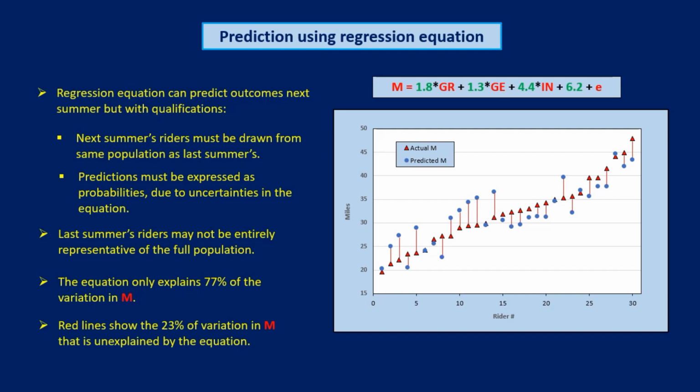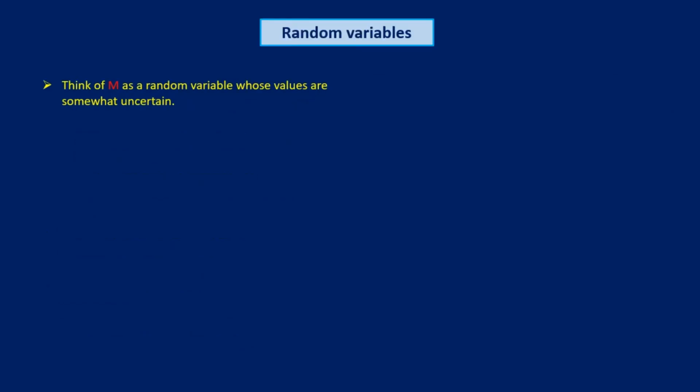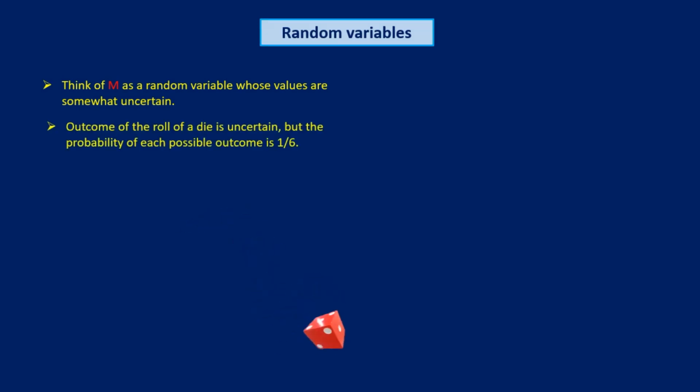Now, despite these uncertainties, the regression equation provides a workable model for predicting the probability of rider outcomes next summer. To get started, we need to think of the variable M, the miles a rider will cover next summer, as a random variable. A random variable is one whose value on any one trial is not entirely predictable. For example, the outcome when you roll a die is a random variable. What is certain is that you will roll a 1, a 2, a 3, a 4, a 5, or a 6. What is uncertain is which it will be, but we know that the probability of each possible outcome is 1/6. I will now roll a die 10 times and make a chart of the outcomes.